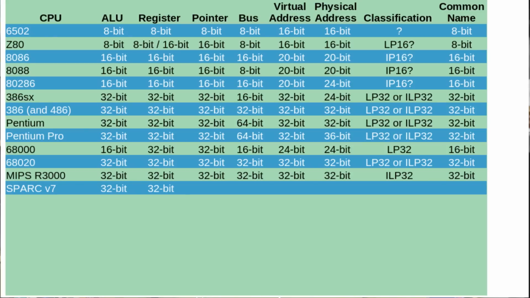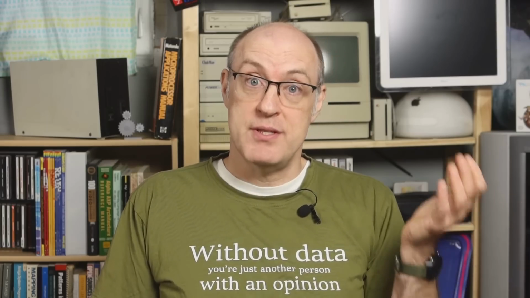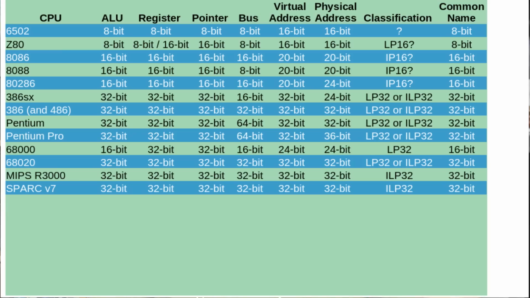32-bit registers, 32-bit pointers, 32-bit bus, 32-bit virtual and physical address space, and again, like the MIPS R3000, ILP32, 32-bit CPU. PowerPC 601, the first of the PowerPC line.